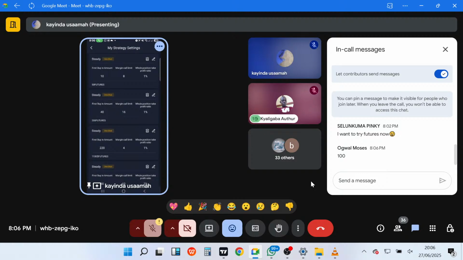In the chat box, Ogal Moses is saying $100. I think with $100, you can just multiply this. Make your first buying amount 20, or you can leave it at 10. Then if you make it 20, margin call is 16. Costa, now wait a minute. $10. Okay, $10.